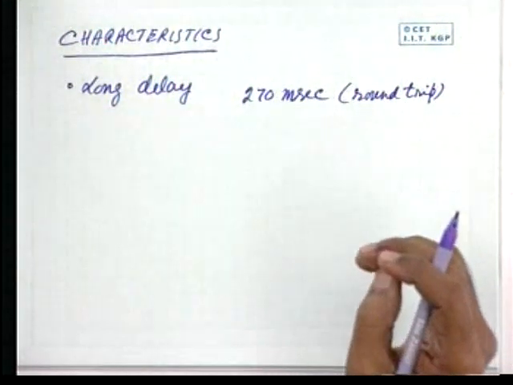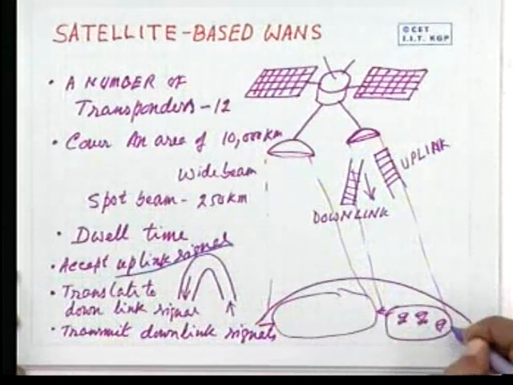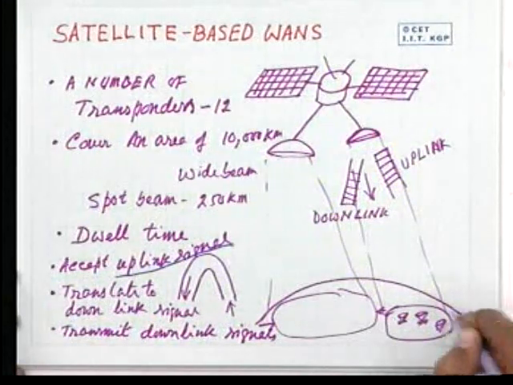That means whenever a signal is being received by the ground station, it was transmitted by one of the ground stations about 270 milliseconds ago. So 270 milliseconds earlier a signal was sent, and that is being received now. So that is the situation in case of satellite based communication.